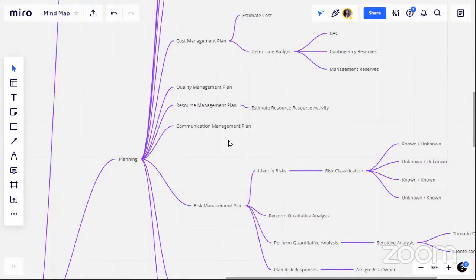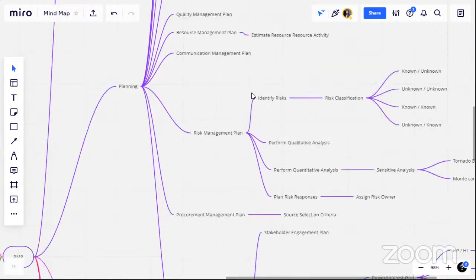Then we have the quality management plan. In planning, we don't have anything to do here in the quality management plan in this knowledge area. And then we have the resource management plan. So in planning, we also estimate resource activities. Then we have the communication management plan. We talk about the communication management plan later as well.